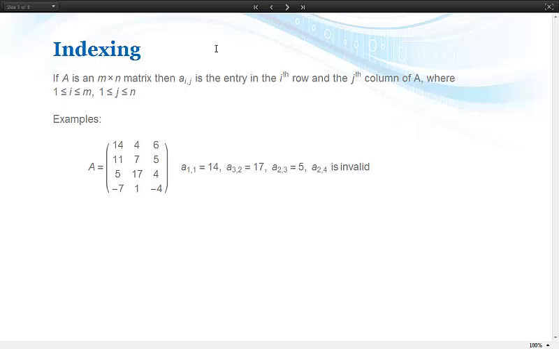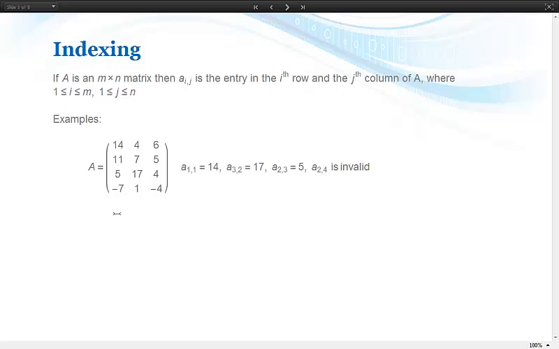We can refer to individual entries in a matrix by what we call indexing, and the notation is, if A is an m by n matrix, m rows and n columns, then A sub ij, or we sometimes just say Aij, is the entry in the ith row and the jth column, where of course these indices have to be within bounds. The row index is between 1 and m, the number of rows, and the column index is between 1 and n, the number of columns.